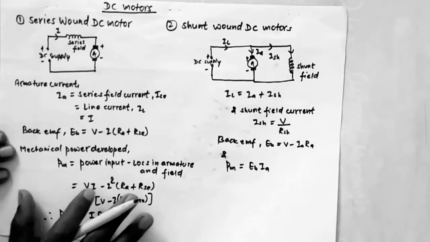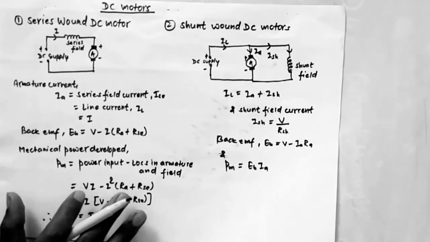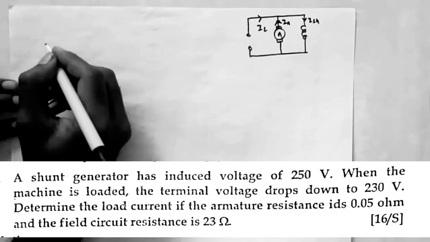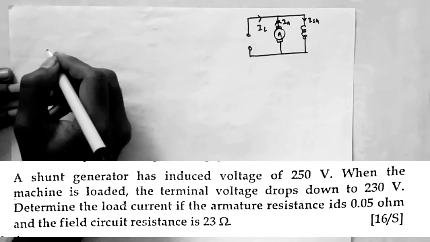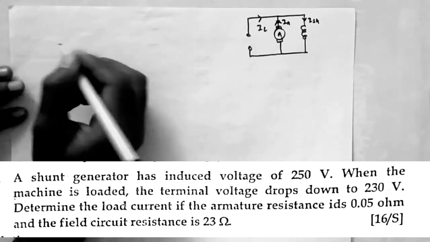So let's solve some numericals that are asked in the final examinations. On the screen you can see a question: a shunt generator has an induced voltage of 250 volt, and when the machine is loaded the terminal voltage drops down to 230 volt. Determine the load current if the armature resistance is 0.05 ohm and the field circuit resistance is 23 ohm.